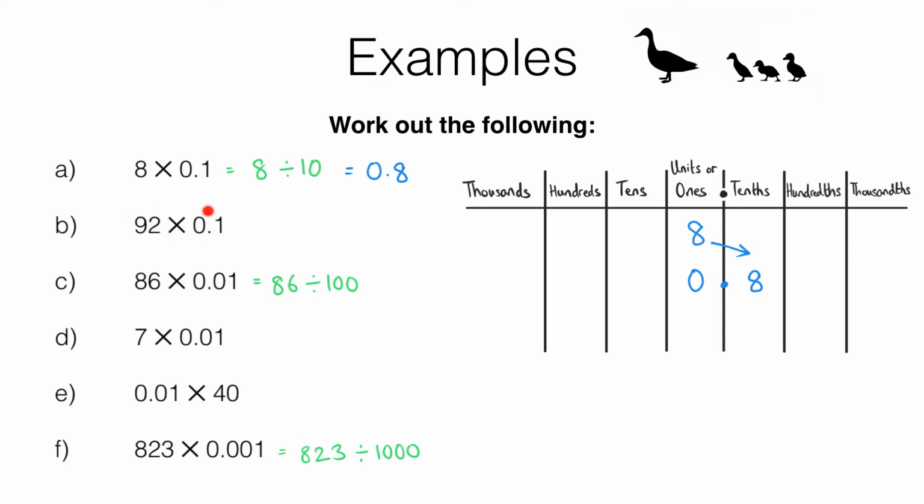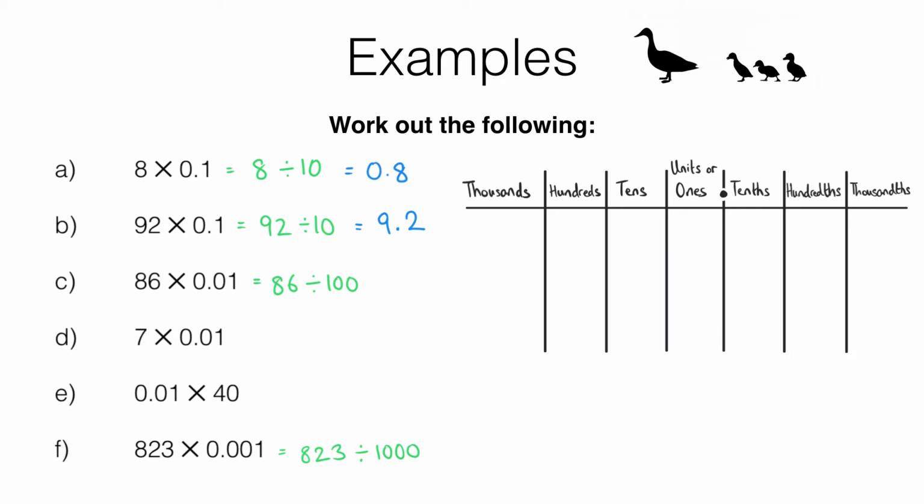Pause the video and have a go at part B. In part B then, what you should have found is that we started with 92 and multiplying by 0.1, remember, is the same as dividing by 10. So that means we move each digit one place value column to the right. So anything in the tens column goes into the ones column. Anything in the ones column goes into the tenths column. And we mustn't forget our decimal point if we need it. So we have our answer of 9.2.